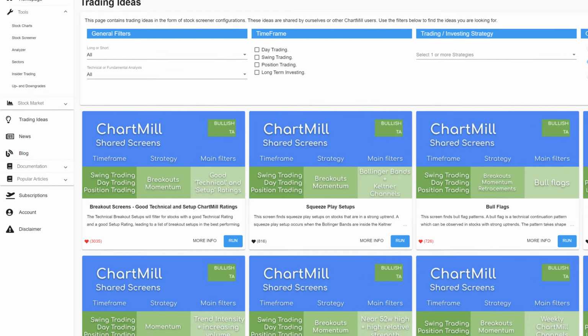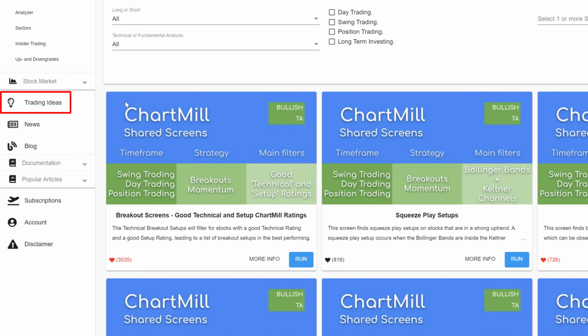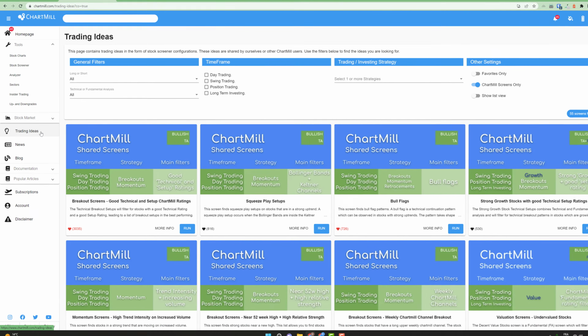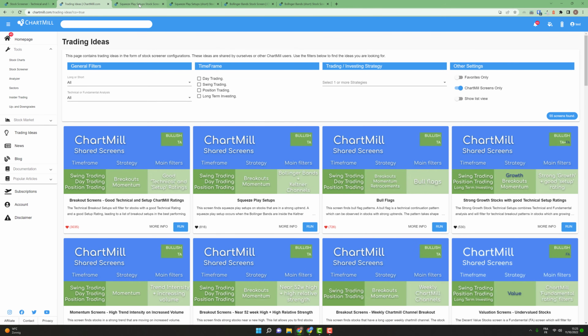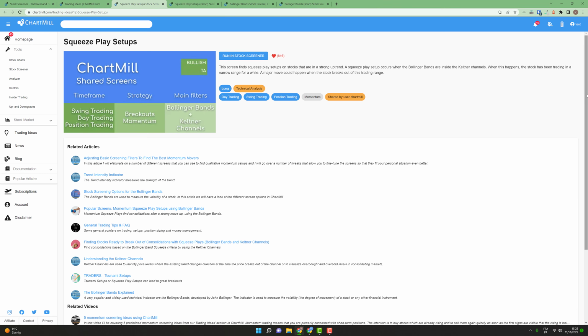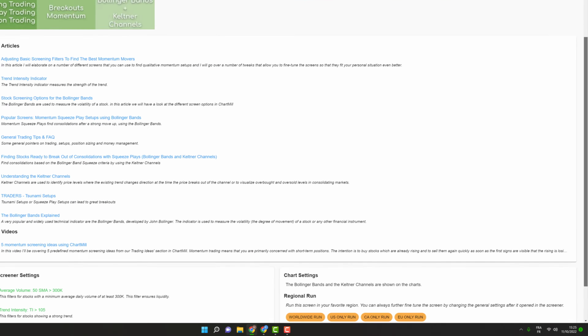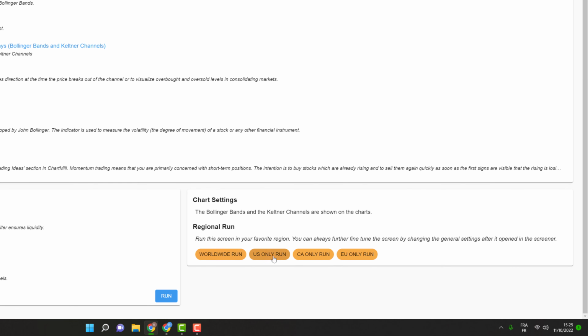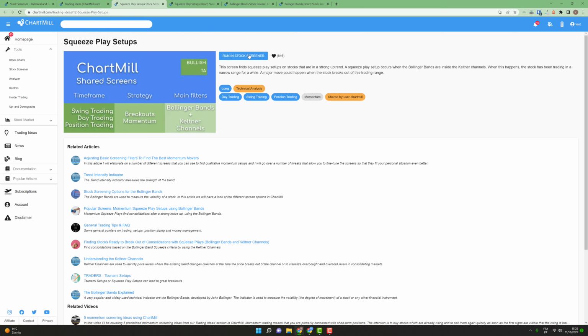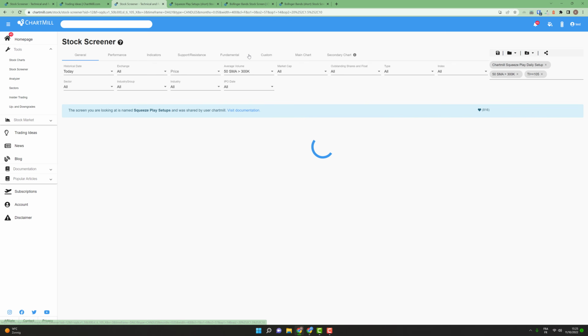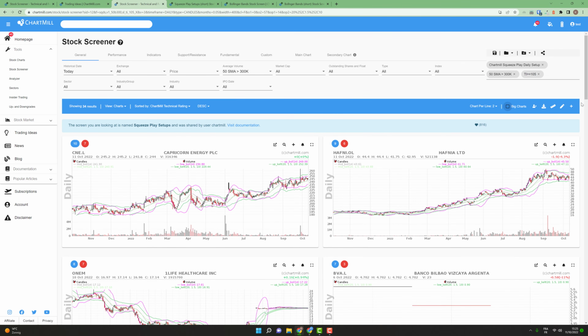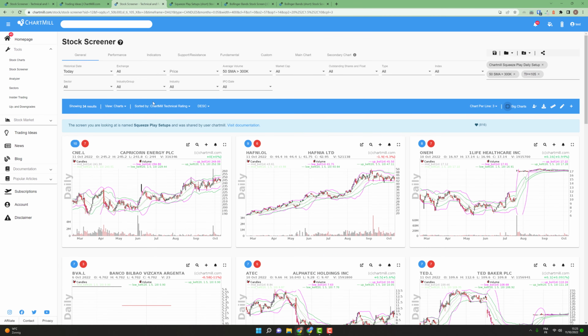In our trading ideas section, there are several screening ideas available which are based on the Bollinger Bands. These can be found on the trading ideas page. There is this squeeze play breakout screen that uses the Bollinger Bands indicator and the Keltner channels to find stocks whose price is in a narrowing price channel. By default, the entire database is searched, but you can already select more specific regions from the documentation screen. Click on Run in the stock screener to run this screen. On the results page, you can then adjust the filters used or add additional filters as you wish.